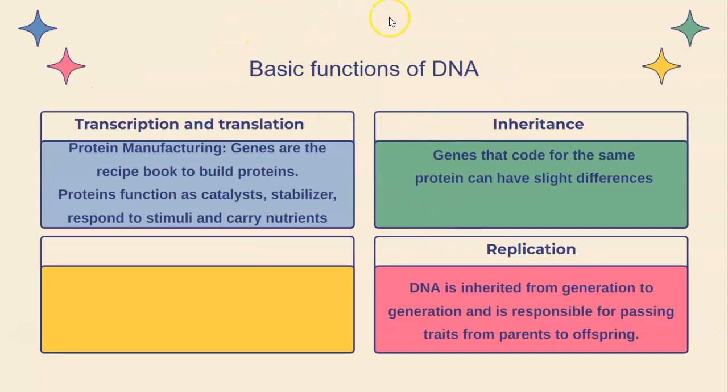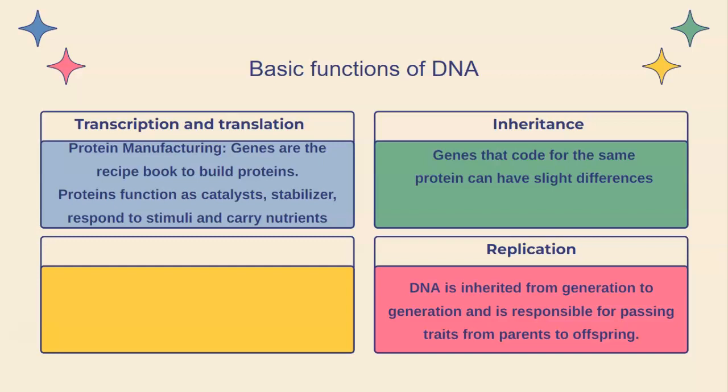So the basic functions or the main functions of DNA, we're going to start with number 1 as transcription and translation. In very simple terms, that just means protein manufacturing. Our DNA has little tiny things on it called genes that are like the recipe book to building all the proteins that make up you.